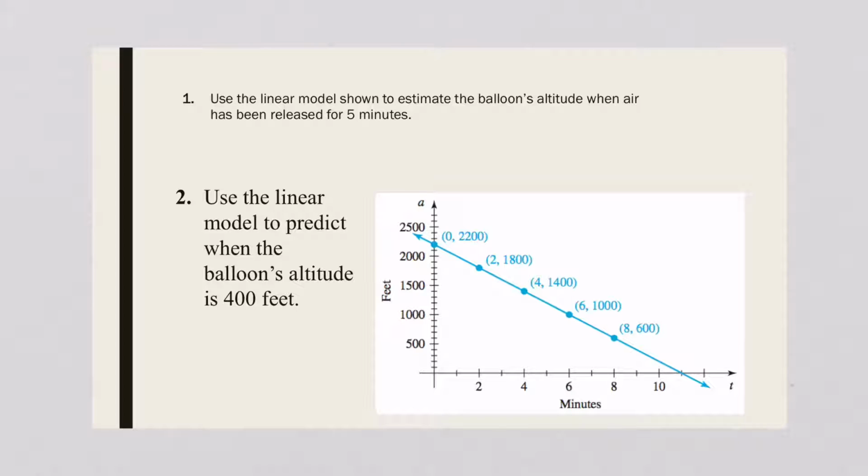So now what we're going to do is estimate. Use the linear model shown to estimate the balloon's altitude when air has been released for 5 minutes. Notice how minutes is down here on our x-axis, or our independent axis. Where is 5 on here? So it's between the 4 and the 6, right? So what I want to do is get a ruler here, and draw a line straight up from 5. And then I want to draw a line over to the left side.